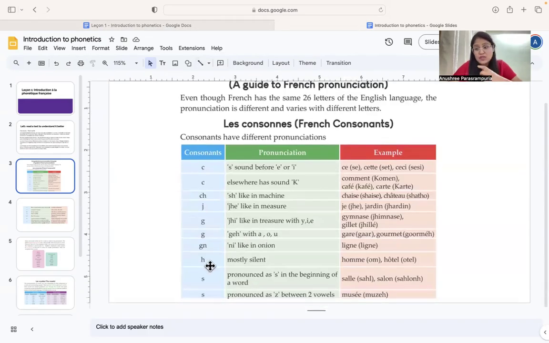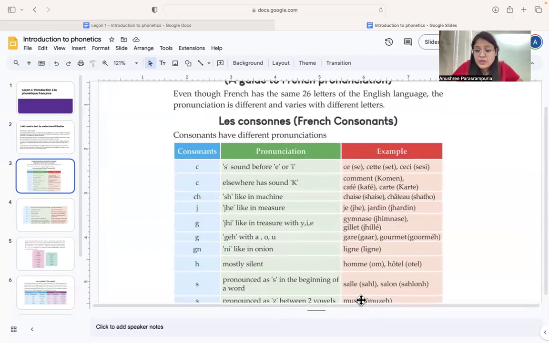Similarly, H is always silent in French. For example, homme, no, it is not pronounced with an h, and hôtel, etc. S is pronounced as S at the beginning of a word, always. For example, salle, salon. ON has a nasal sound, so salon. S, when it is squeezed between two vowels, has a Z sound. I like to call this the power of S. For example, musée.